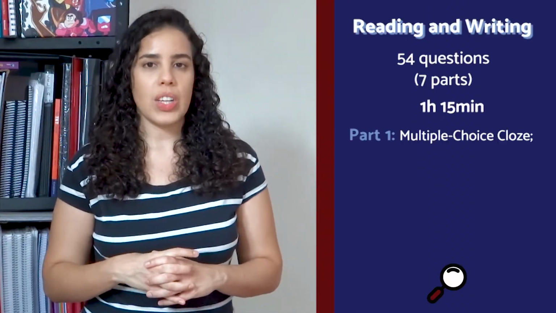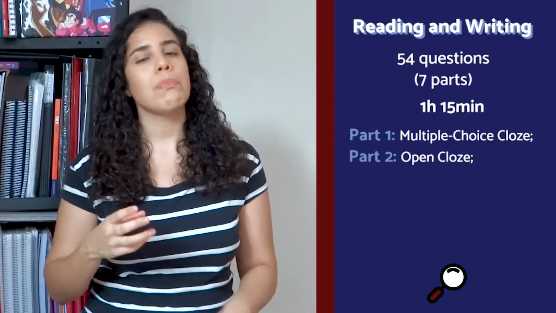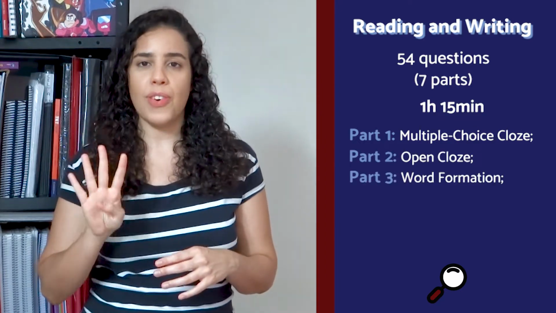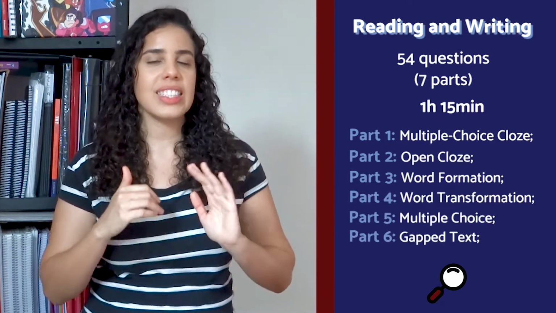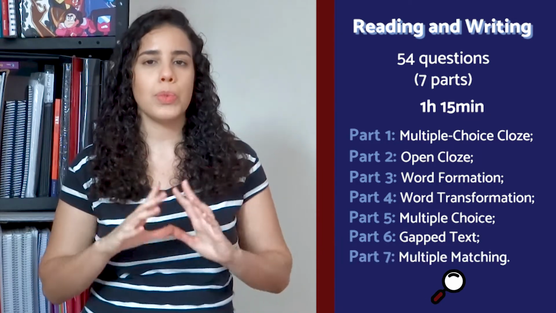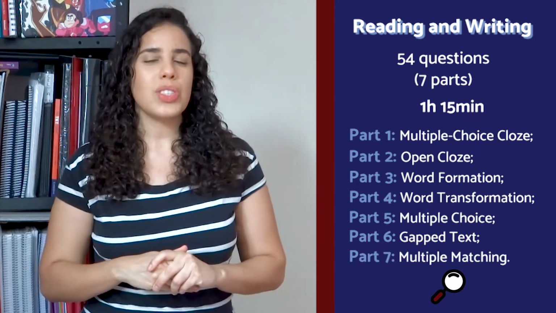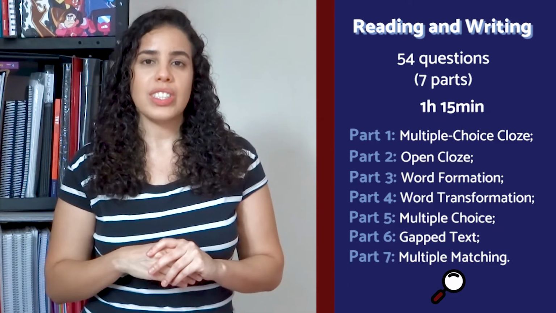Hello exam seekers, I'm Patty and today I'm guiding you through the B2 First Reading and Use of English Part 1. If you have watched my previous video about the B2 First, you know that the Reading and Use of English exam is divided into 7 parts. Part 1, Multiple Choice Cloze. Part 2, Open Cloze. Part 3, Word Formation. Part 4, Word Transformation. Part 5, Multiple Choice, Part 6, Gapped Text, and Part 7, Multiple Matching. Today, I'm going to go over Part 1, Multiple Choice Cloze.